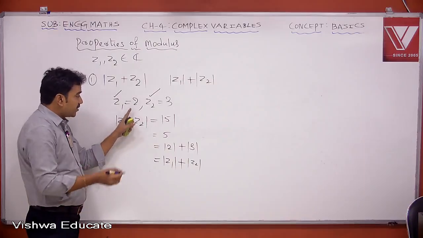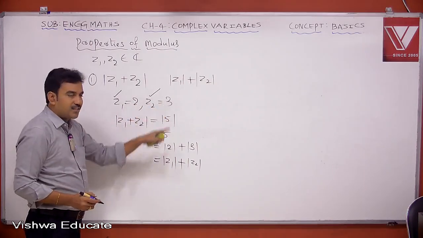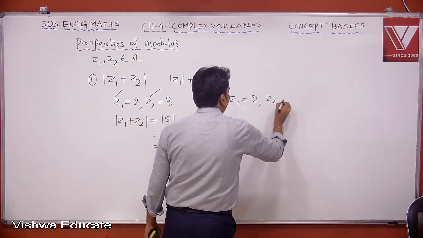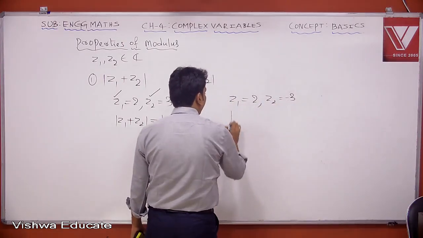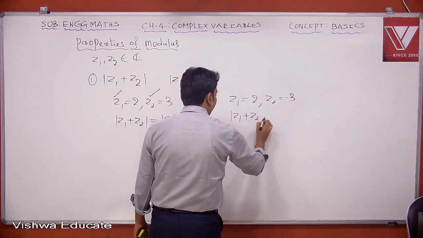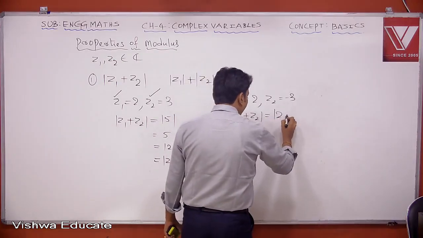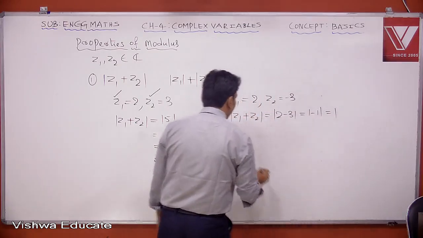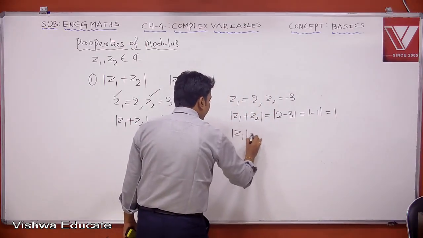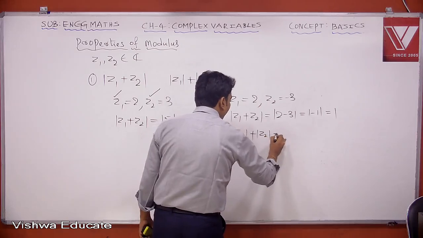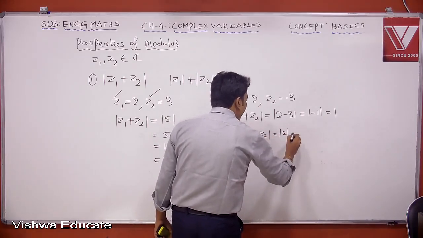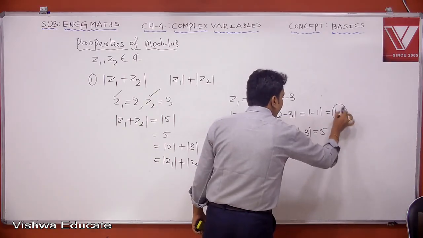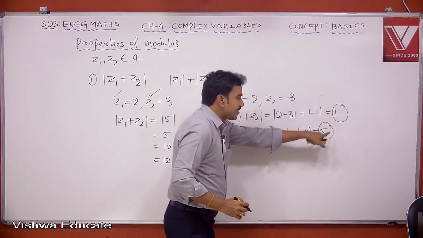But in the next case, I will take one positive and another negative. Suppose z1 equal to 2, for example, z2 equal to minus 3. Now, what is modulus of z1 plus z2? Modulus of 2 minus 3 is modulus of minus 1, which is 1. When you go for individual moduli, modulus of z1 plus modulus of z2 equals modulus of 2 plus modulus of minus 3, which is 5. Now here this is 1, this is 5, so 1 is less than 5.